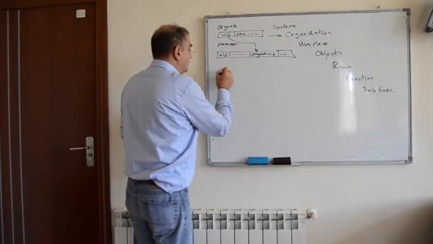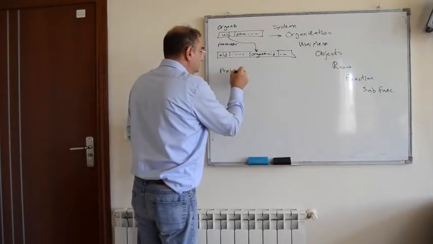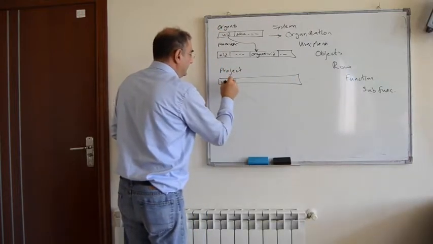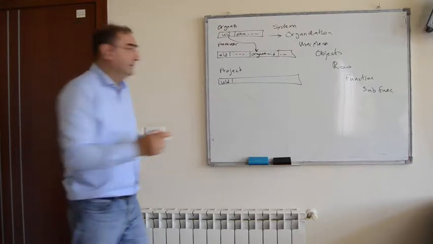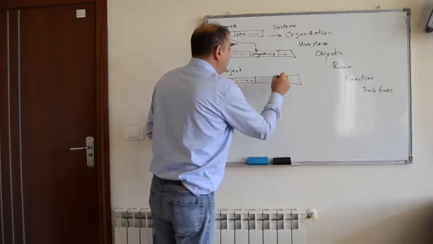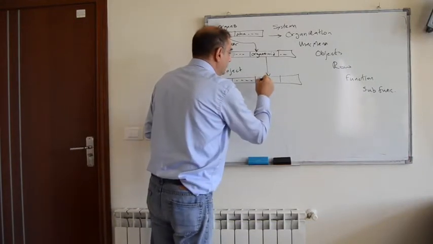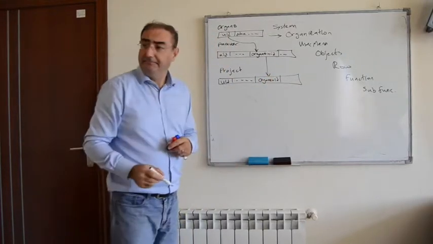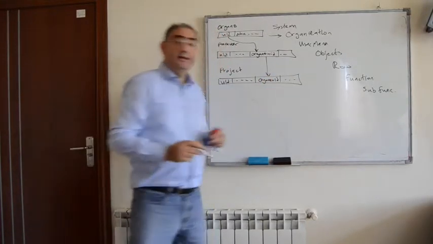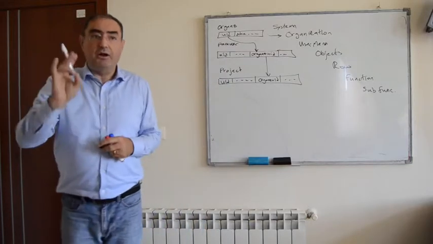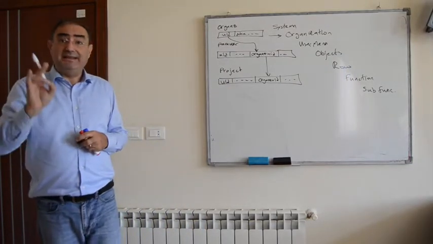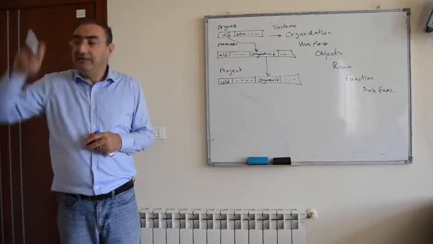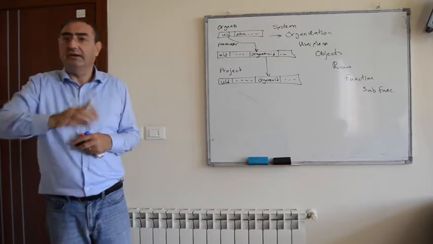Then the project table, also a Prosper table, so it has a UID in the middle. It has so many attributes. One of them is called what? The organs UID. Why? Projects belong to organizations. It means if you belong to this organization, you see projects of this organization only.